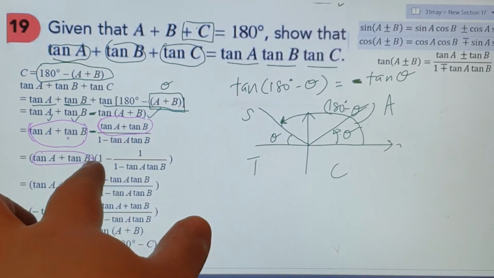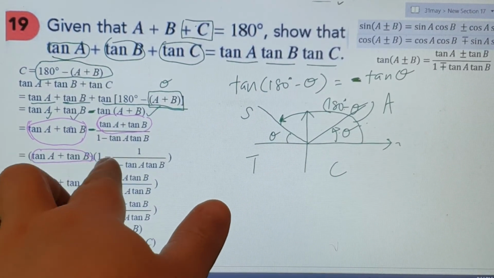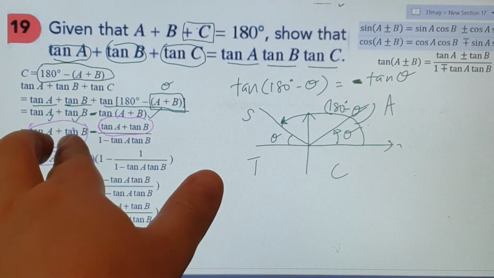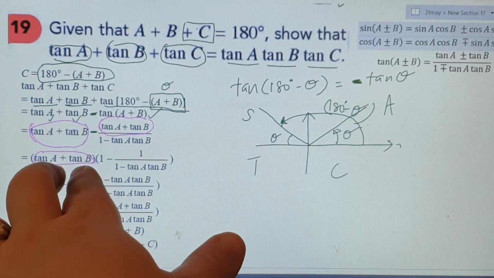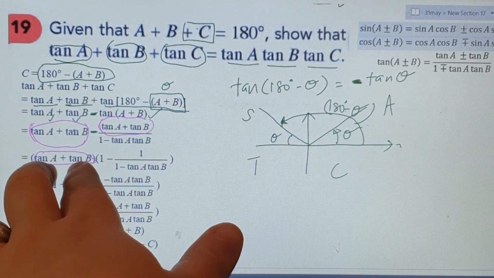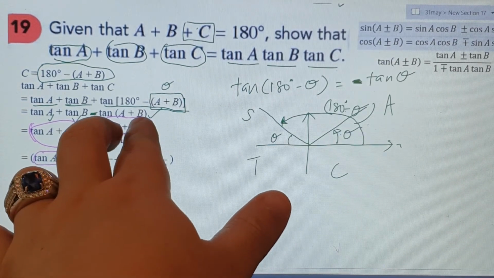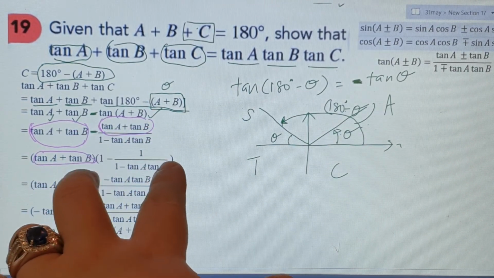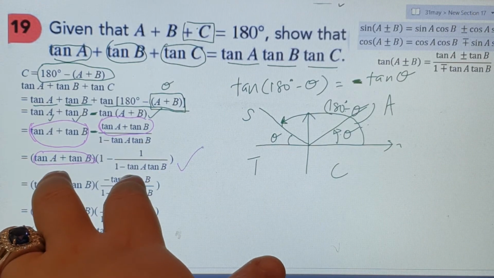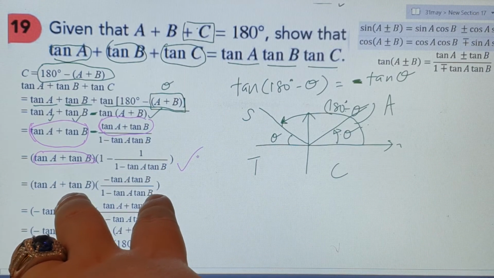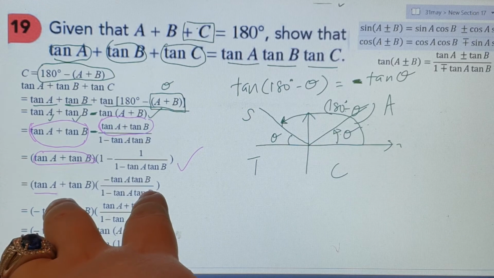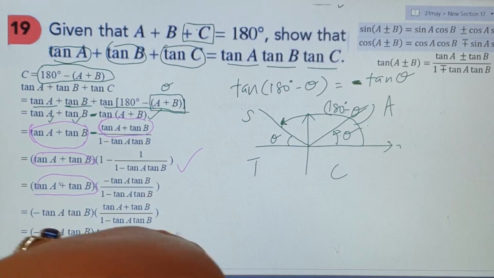Don't you agree that there must be a 1 here? This times 1 is this, tangent A plus tangent B. Then this times this whole thing, because this is tangent A plus B over 1, right? So this times this is on top. Okay, so this is what you get. Then now this remains unchanged.